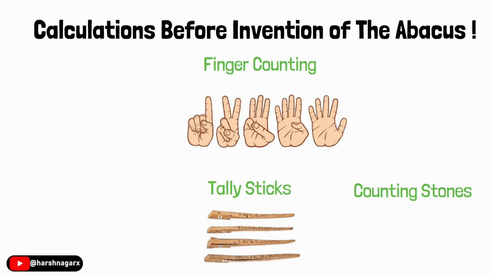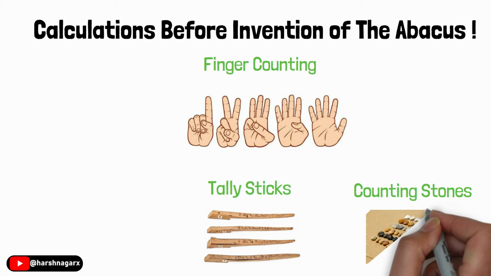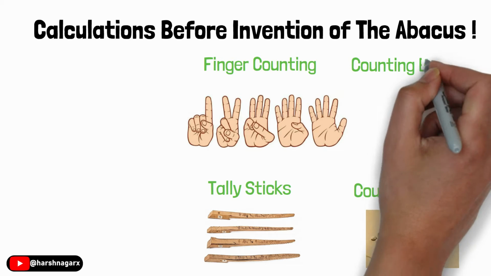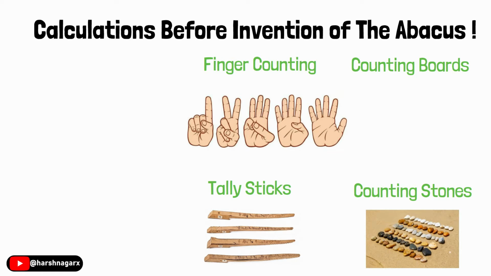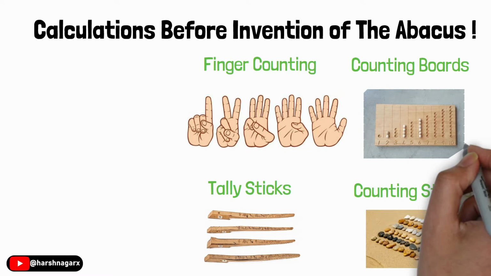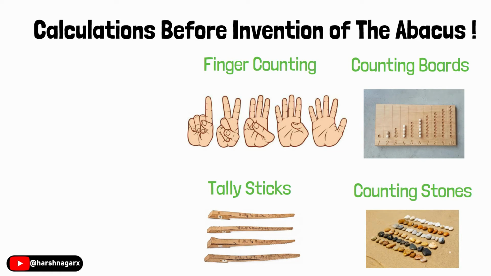Moving ahead to counting stones. Some cultures used stones or pebbles to represent numbers and perform calculations. Stones were arranged or moved to indicate quantities and perform basic arithmetic operations. Next is counting boards. Early counting boards or tablets had grooves or lines carved into them. Pebbles or tokens were placed in these grooves to represent numbers and perform calculations. Counting boards were used by ancient civilizations like the Sumerians and the Egyptians.